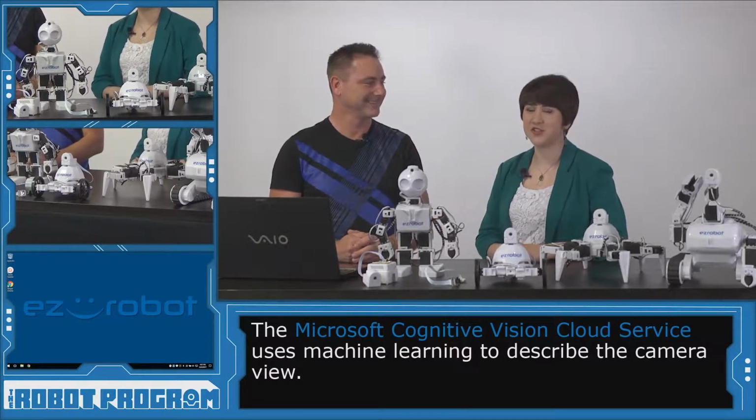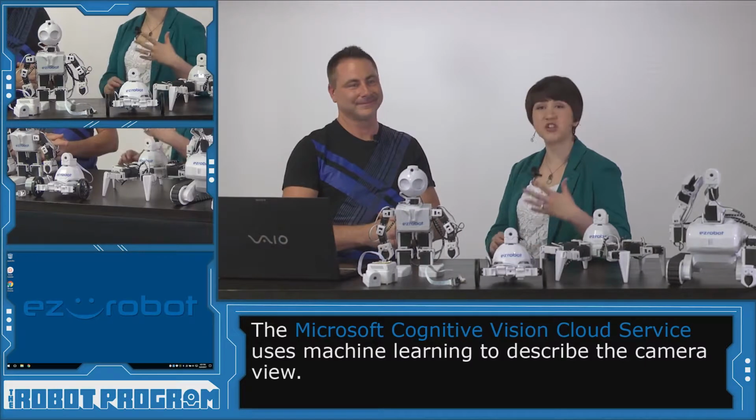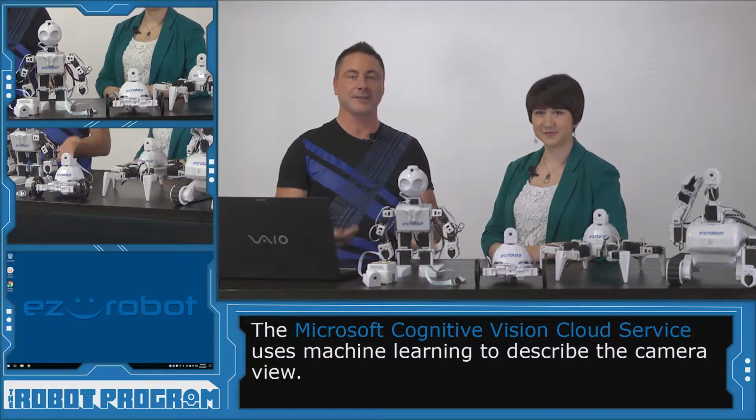When developing new technologies with robots, we need our robot to recognize what's in the world around it. And we're actually going to show you how to do that today with our Easy Robots. That's right, and we're going to use the Microsoft Cognitive Services.